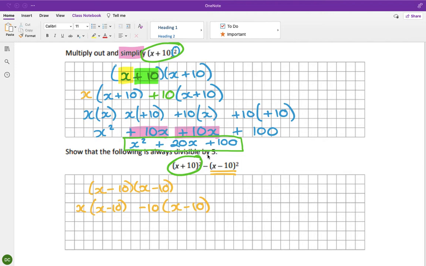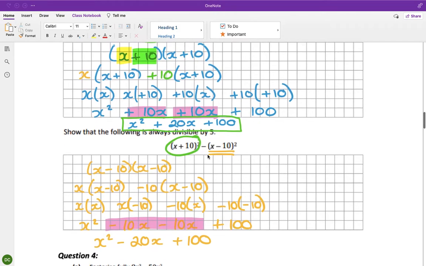Yeah? Set up your multiplications, so x with x, x with minus 10, minus 10 with x, and minus 10 with minus 10 gives us x squared minus 10x minus 10x. Two minuses make a plus, plus 100. If you have families, combine them. So that gives us x squared minus 20x plus 100.